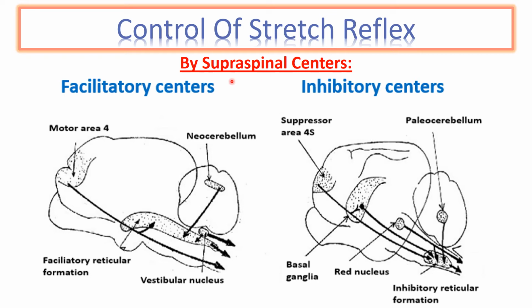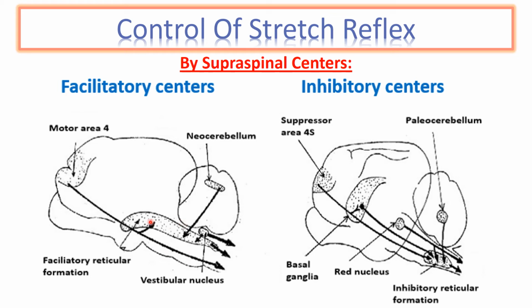Let's see. The first facilitatory area in the cortex is motor area 4, which is the pyramidal area or the main area responsible for the motor action in our body. Motor area 4 is in the precentral gyrus of the cerebral cortex. It is stimulatory to the stretch reflex, increasing the stretch reflex. Another area is the neocerebellum. It's part of the cerebellum. Cerebellum means a small brain, present just behind the brain stem.